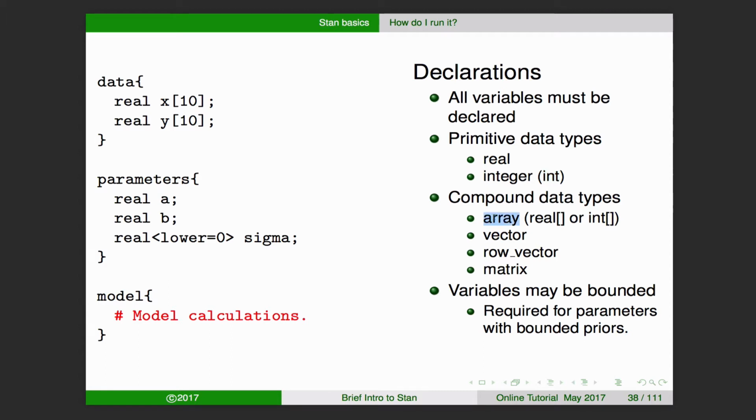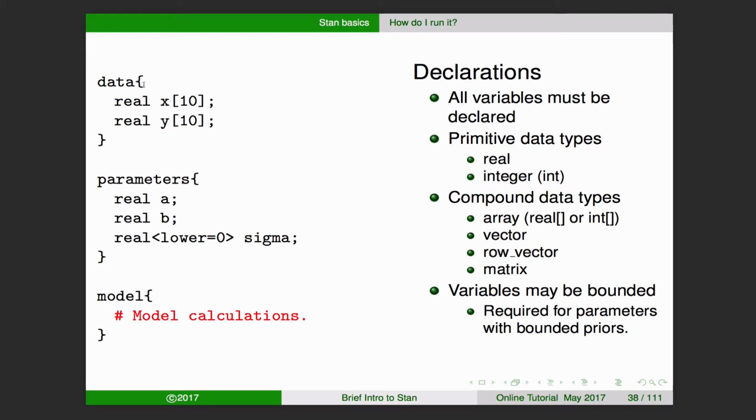There's arrays, where you indicate a size using a number inside of brackets. There are also vectors and row vectors and matrices. More on those later as we start using them. The variables may be bounded, and in some contexts you're actually required to specify the bounds. And in particular, if you're going to give a parameter a distribution, say a prior distribution, that has bounds, you have to also specify those bounds when you declare them.